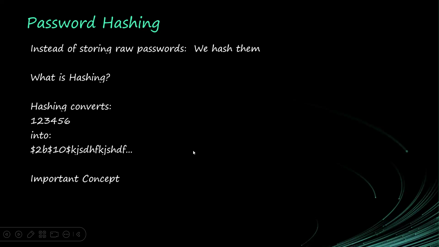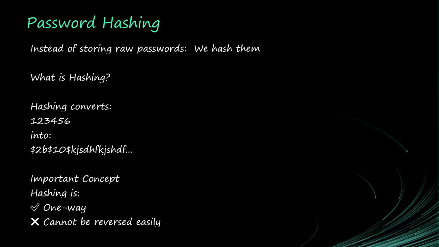An important concept here is that hashing is a one-way thing. It cannot be reversed easily. Of course, nothing cannot be hacked, nothing cannot be broken, but bcrypt and things like that are actually very hard. They are created by top professionals who know what they are doing. So hashing is a one-way thing. You cannot reverse it.